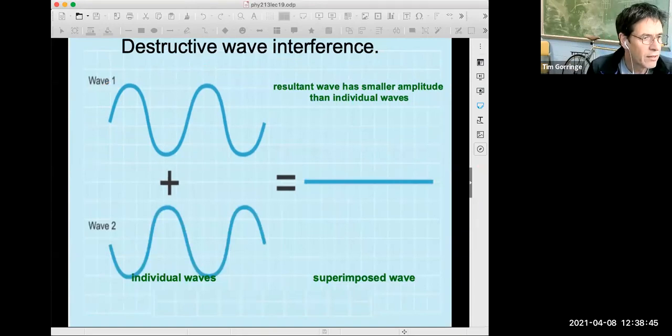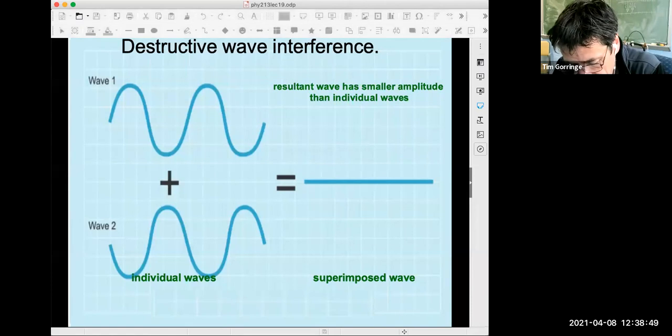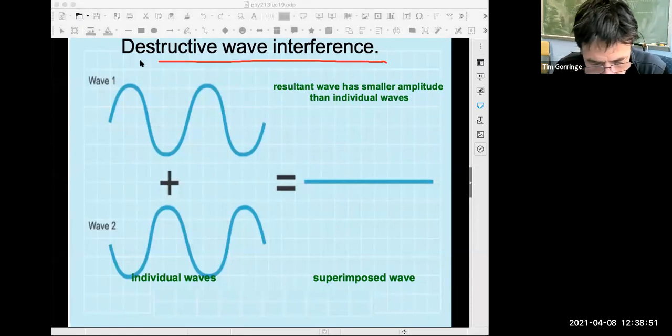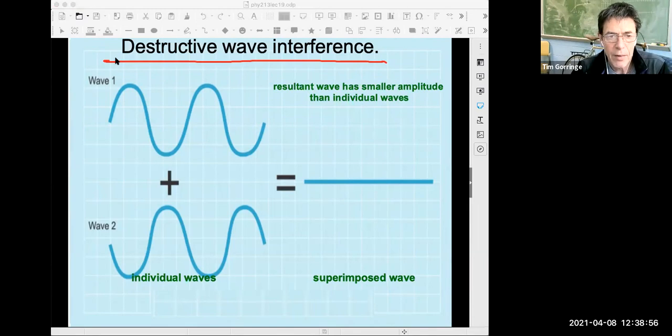This slide shows destructive interference. Again, this slide's about the collision of two waves, like the water waves on that slide a couple of slides ago. Those two waves collide and they superimpose with one another. But let's see how wave number 1 upstairs here and wave number 2 downstairs here superimpose with one another in this sketch.